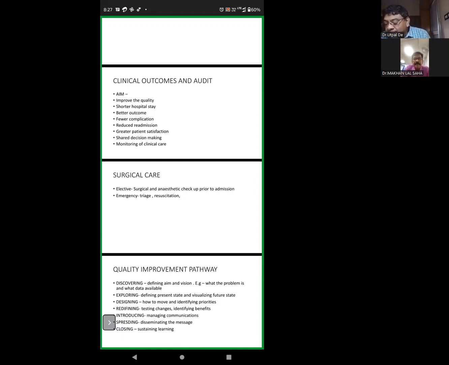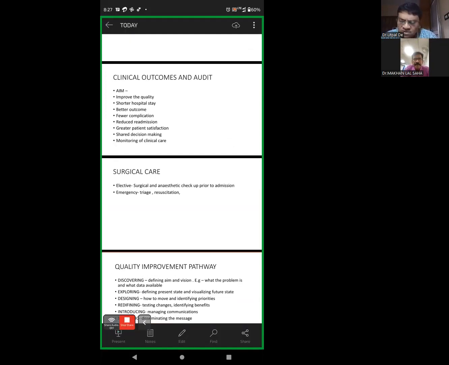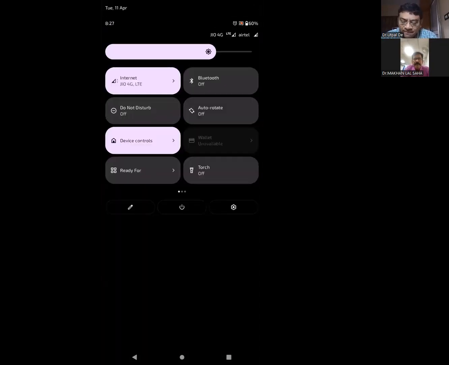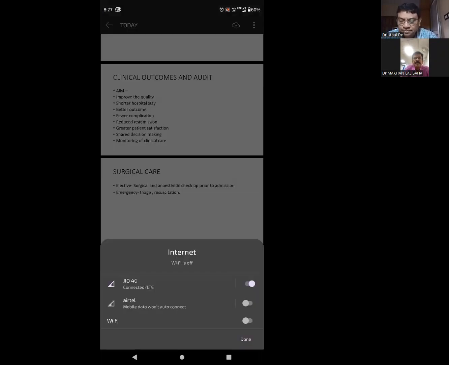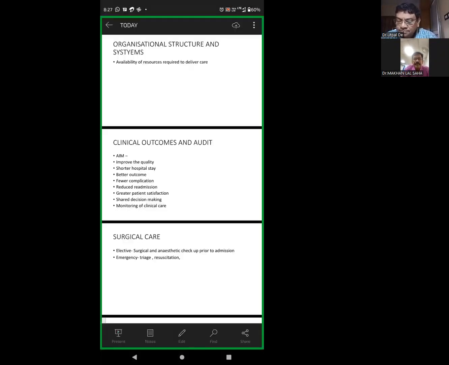Yes, first, sir. Can you differentiate between audit and quality improvement? Are they same or are they different? They are not same, sir. Clinical audit is a part of quality improvement pathway. This is a tool to measure the quality of healthcare. Okay.